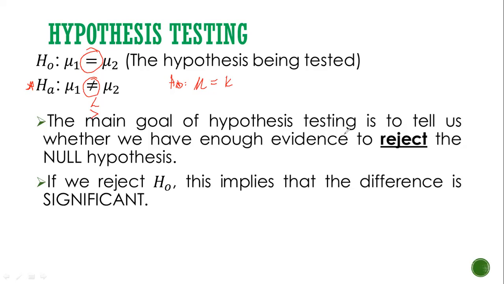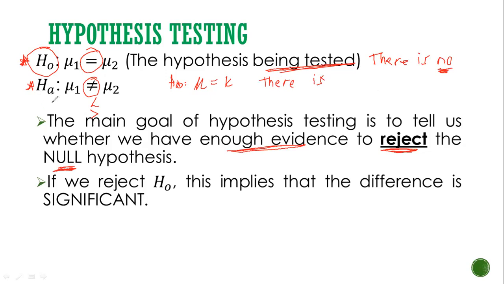Next, the main goal of hypothesis testing is to reject the null hypothesis. That is why your H sub 0 is the one being tested. So, ang main goal lang natin ay i-test natin yung H naught, if there is enough evidence to reject it. So, sinabi natin that there is no difference dito sa H naught, kaya nga siya equal.